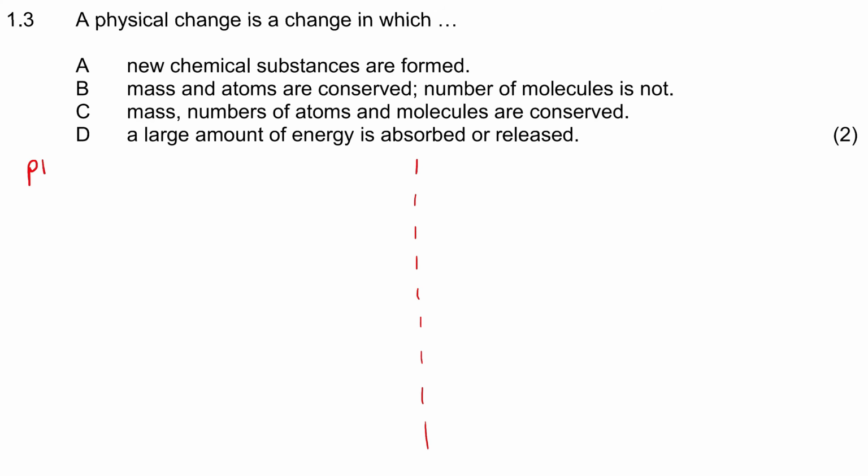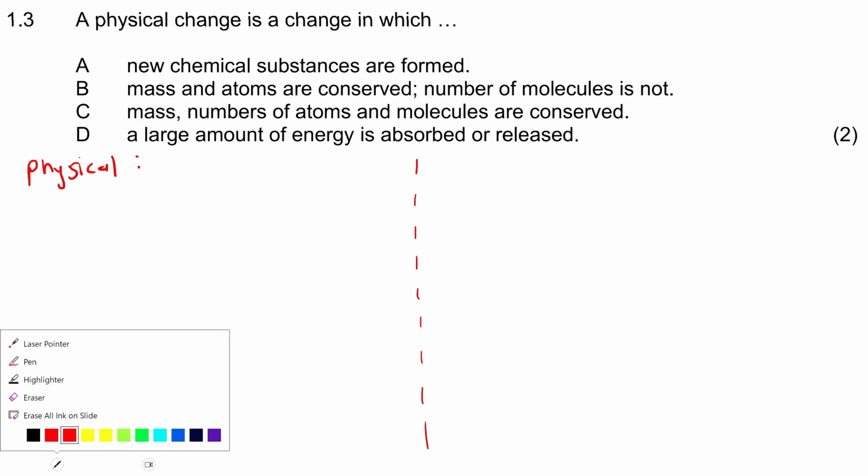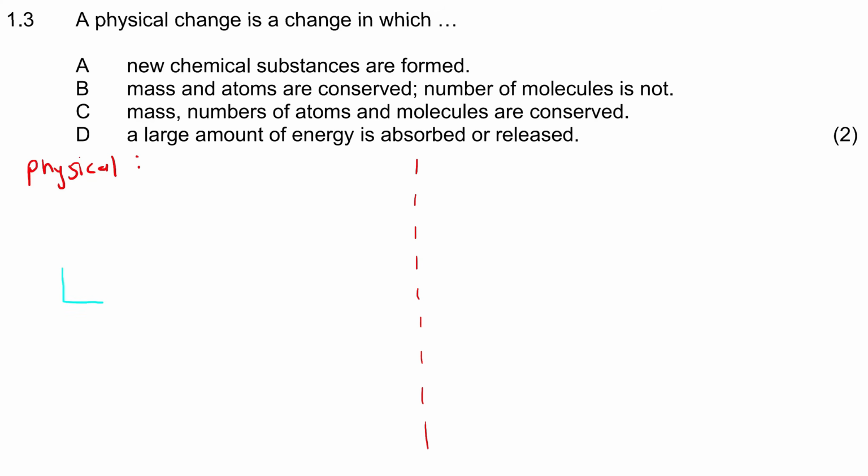So in a physical change, a nice example to use is water. If you have an ice block, we know that ice is made of water. So let's say in this ice block we have, let's just say there are 3 H2O molecules, because that's what water is, it's H2O.